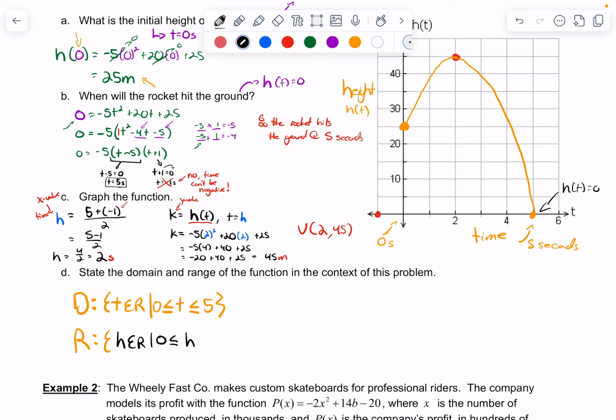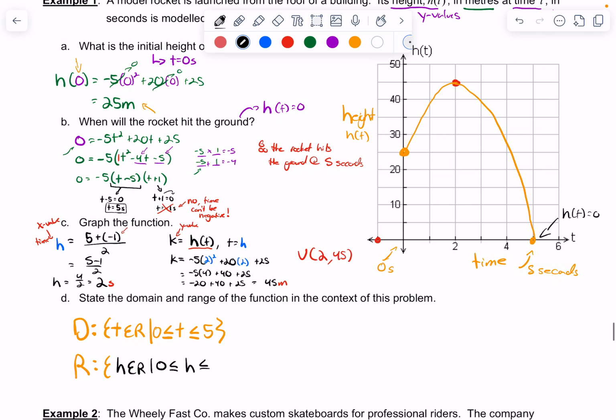So h has to be bigger than 0, but what does it have to be less than? Well, that's your maximum right there. There's 45 meters. So it has to be less than 45. And there you go. That is your domain and range.